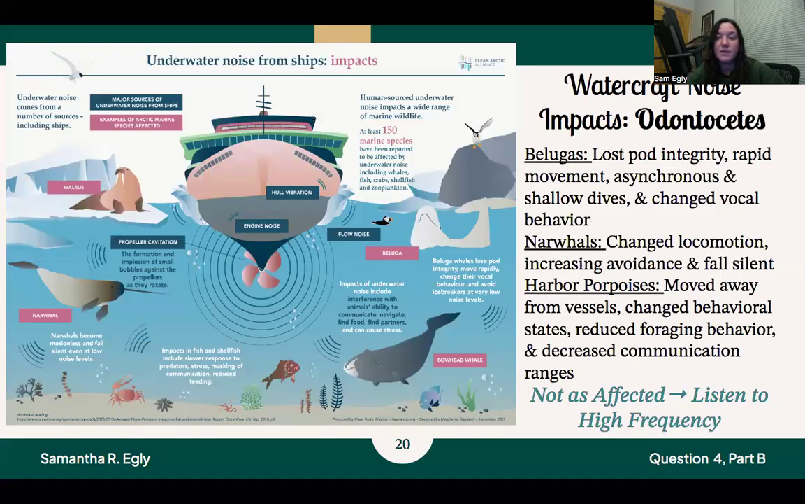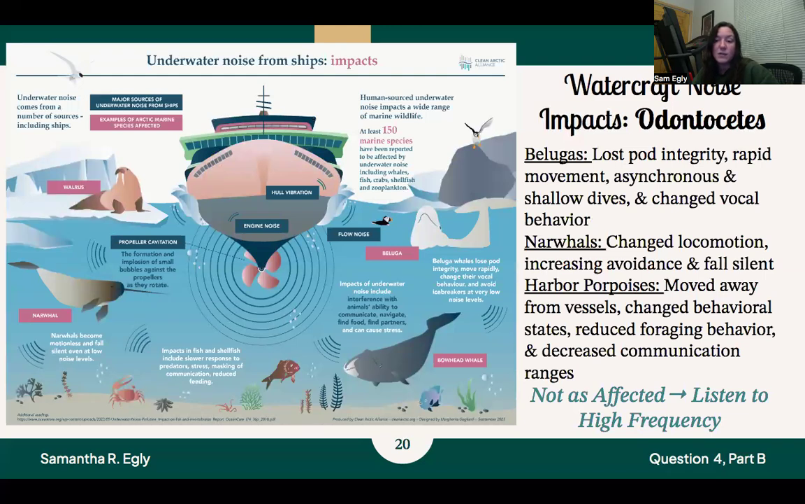So, beluga whales lost pod integrity, commenced rapid movement, asynchronous and shallow dives, and changed their vocalization types. Narwhals actually have changed a lot, including their locomotion. They exhibited more direct and slower movement. They've actually become motionless and they sink, and they fall silent.